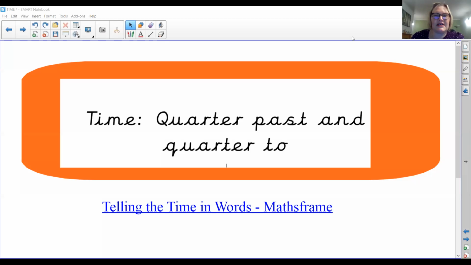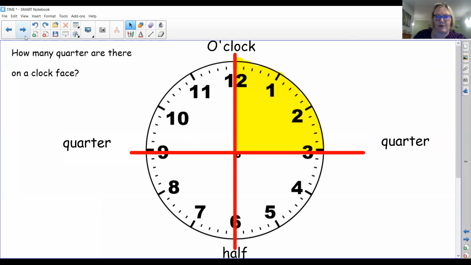Morning everybody. Today we're going to do some more work on time and we're going to learn quarter past and quarter to times. So I want you to look at the picture of the clock face that I've put on this screen. Think about how many quarters there are in the clock face. So look at the way that I've divided the clock. Can you see with the red lines? How many equal parts has it got? Yeah, it's got 4 equal parts and each part is a quarter.